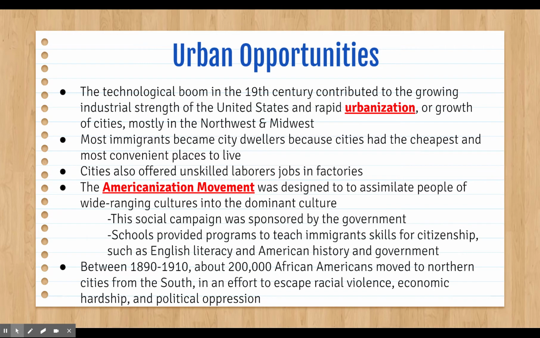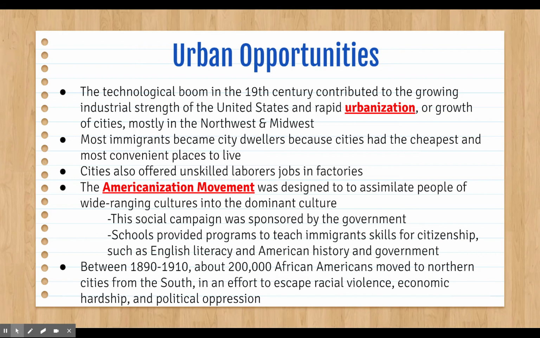So, urban opportunities. The technological boom in the 19th century contributed to the growing industrial strength of the United States and rapid urbanization, or growth of cities, mostly in the Northwest and Midwest. So, we're talking about cities like New York, Boston, Chicago, Detroit, Philadelphia. Most immigrants became city dwellers because cities had the cheapest and most convenient places to live. Cities also offered unskilled laborers jobs in factories.